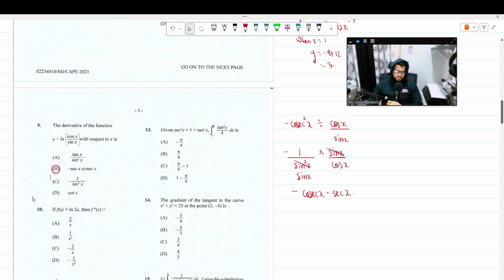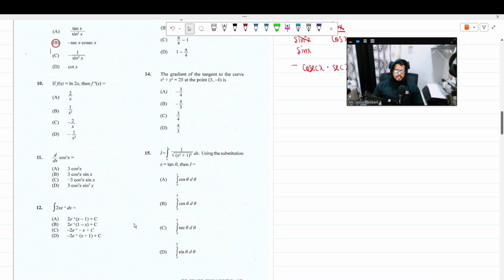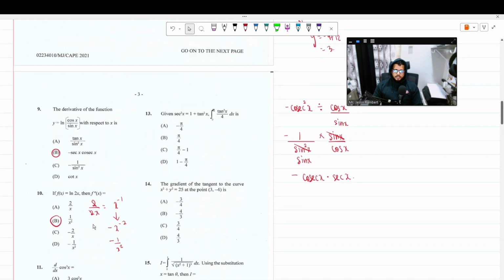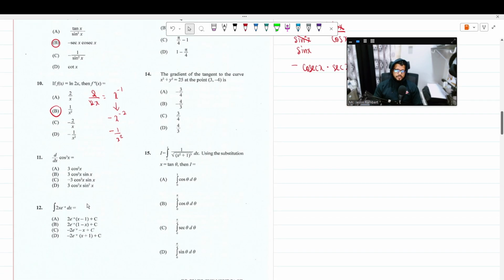Alright, so if f of x is ln 2, real ln's in this paper, boy. So we differentiate the function, which is 2, and we divide back by the function, which is 2x. So we have to differentiate 1 over x. When I differentiate this, I'm going to get minus x to the minus 2, which is minus 1 over x squared. The answer is B. Hey, the answer is D. Sorry, D is the answer.